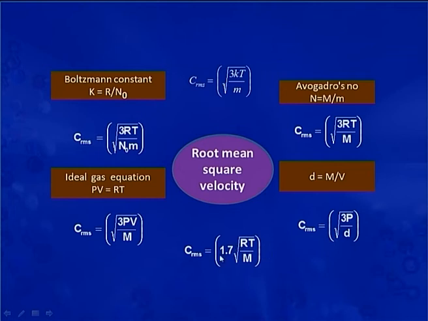The value of root 3 is 1.7. So, now we can write CRMS is equal to 1.7 into √(RT/M).